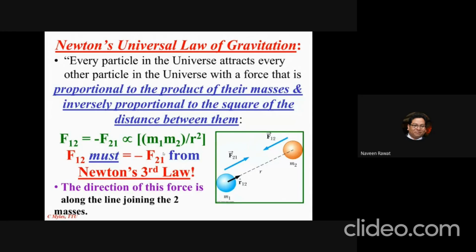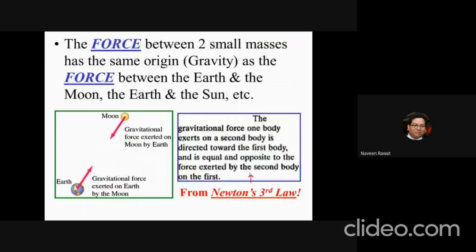Again, the direction of the force that is acting has to be along the line that is joining these two masses. So there will be a single line joining these two masses around the center, and that's the direction of the force that is at play here. So whether you're considering the moon and the earth, or the earth and the sun, any two objects, as long as they have mass, there is essentially a force that is acting between them.